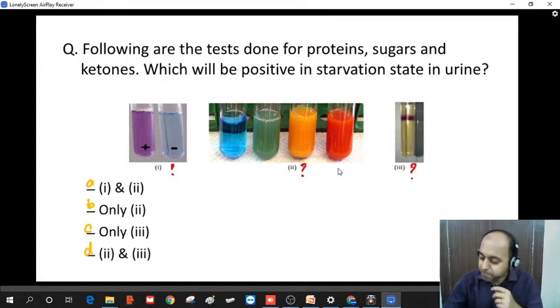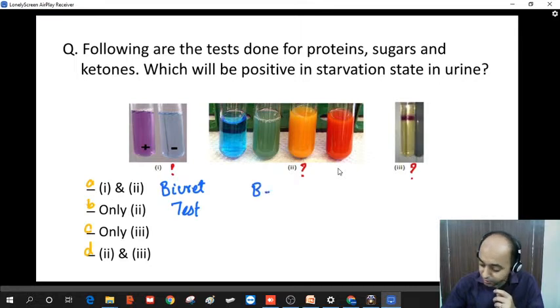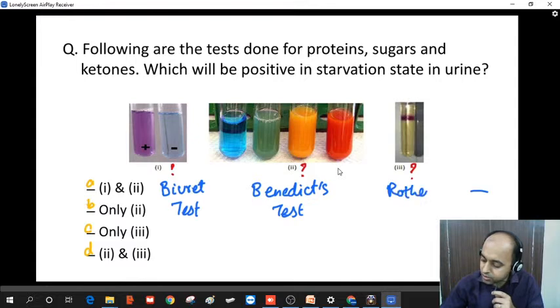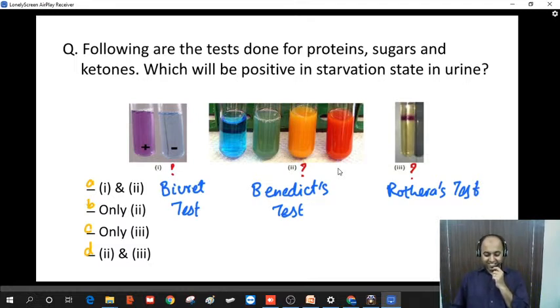Okay, so number one is the test for proteins. It is the biuret test. Number two is the test for reducing substance. Very good. Two is the Benedict's test. And three is the Rothera's test. I'm sure you already know what the different tests are used for. We already mentioned Biuret test is for proteins.